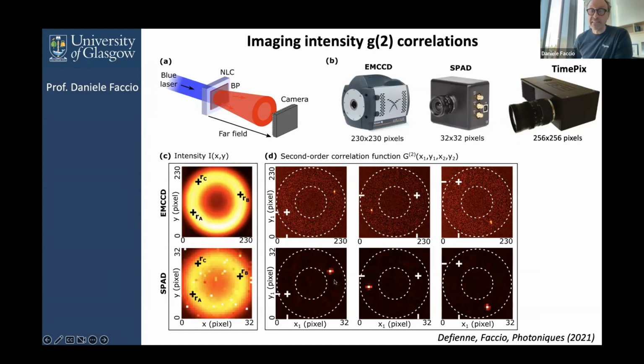The nice thing about SPAD arrays is that you can gate them, and although they typically have fewer pixels, as you can see in the images here, you can get extremely high signal to noise ratio. On top of that, you can also have frame rates that are easily of order 100 kiloframes per second. In other words, they can be at least 1,000 times faster than your EMCCD camera. So for building images like these, with an EMCCD camera, this might take several hours. With a SPAD camera, it can take several seconds.